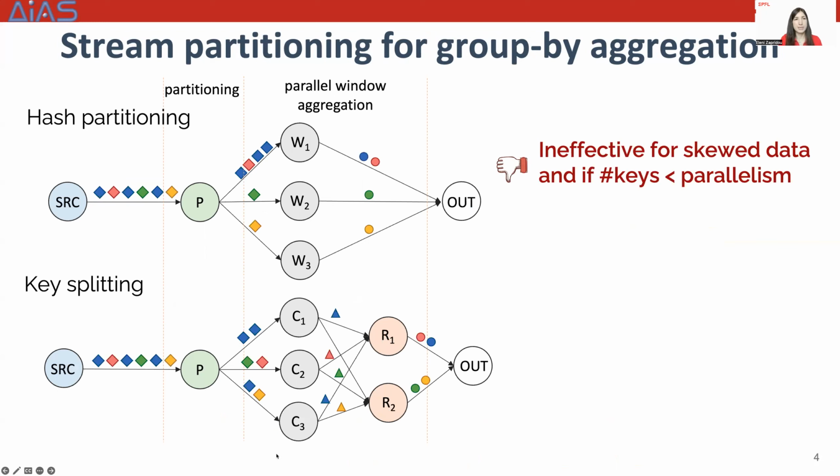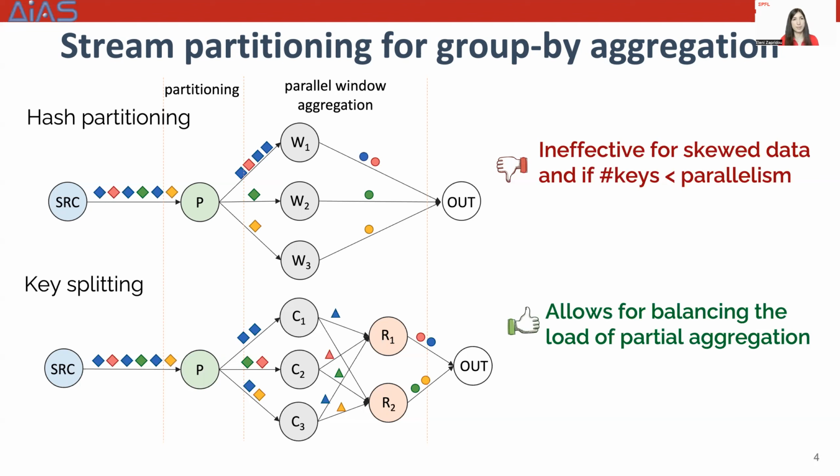And what key splitting does is that it splits the group by aggregation step into two stages, the stage of the combiners and the reducers. So at the first stage, we allow the same key to be processed by multiple combiners, because then the reducers aggregate all the partial results for the same key and produce the final result. Basically, you can think of it as MapReduce.